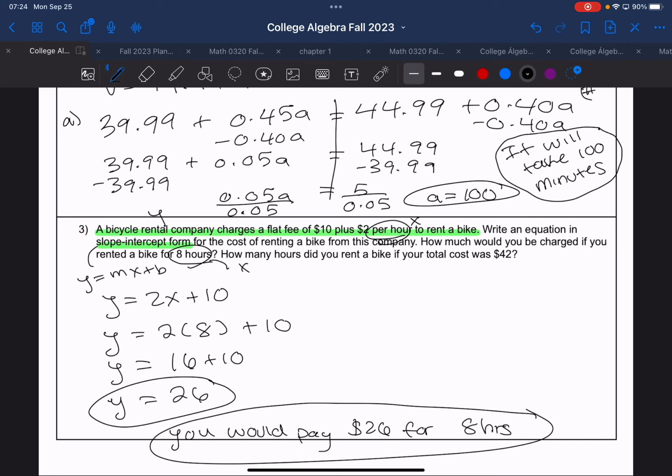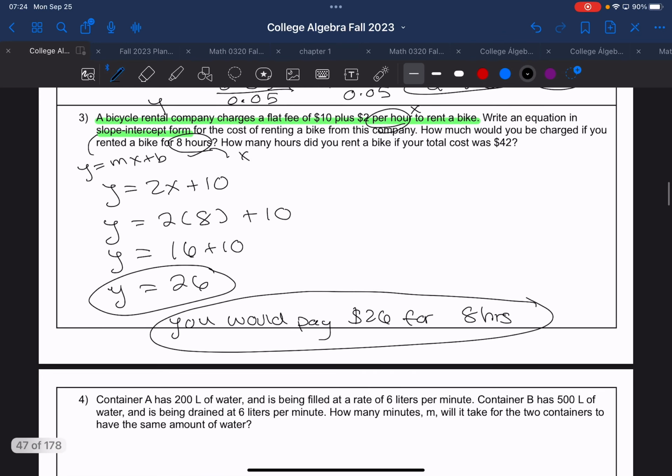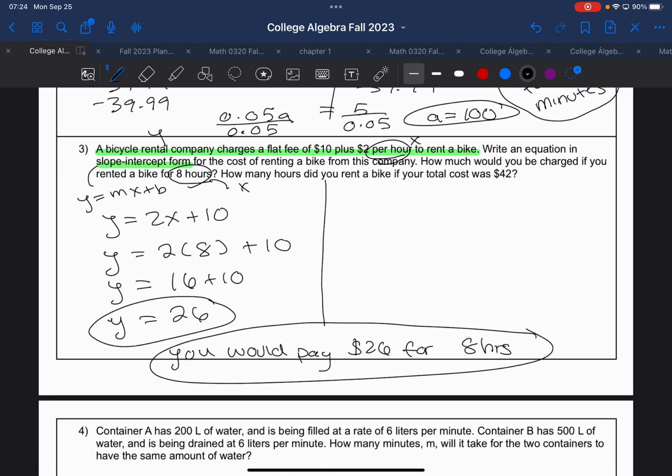Okay, but that's not the whole problem because we still have one more question here. How many hours did you rent a bike if your total cost was $42? Now, what is it telling us to plug in? X or Y? Y. So we have 42 is equal to 2x plus 10. And now we're finding the amount of hours, so our x value. So I would subtract 10, and I would get 32 is equal to 2x. Divide by 2, and I would get x is equal to what?